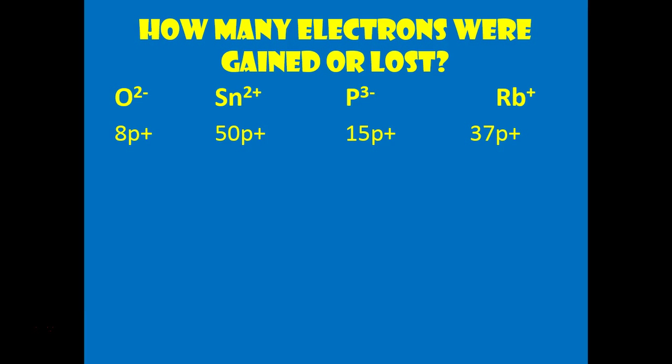With oxygen, it has a 2- charge. That means it has 2 extra electrons. Tin has a 2+ charge. That means it loses 2 of its electrons. Remember, nothing is going to be happening with the protons.